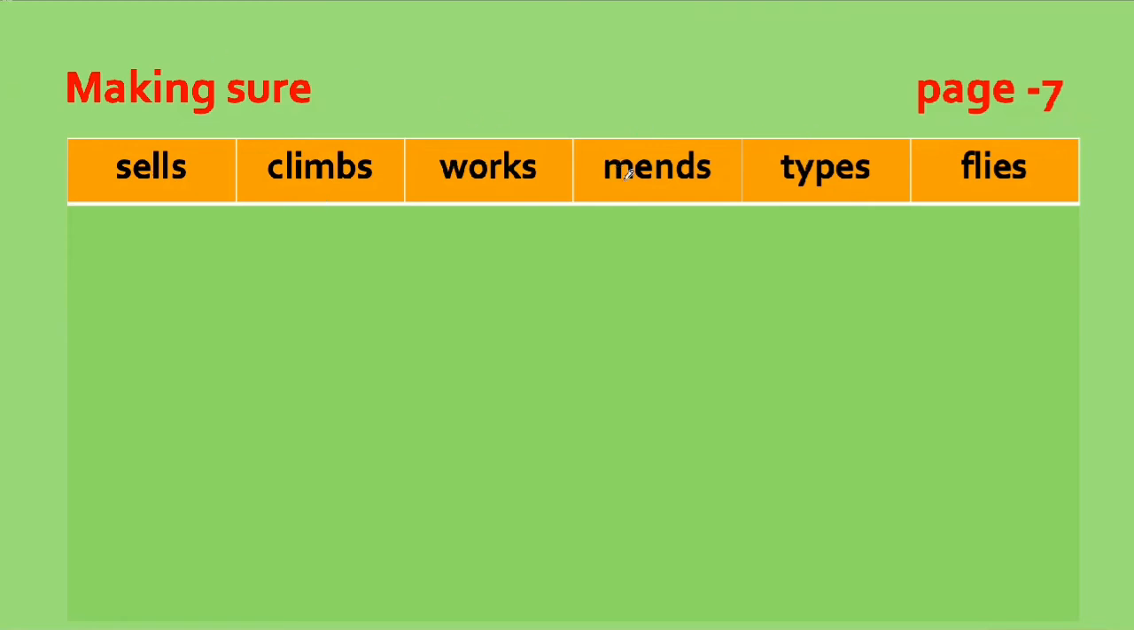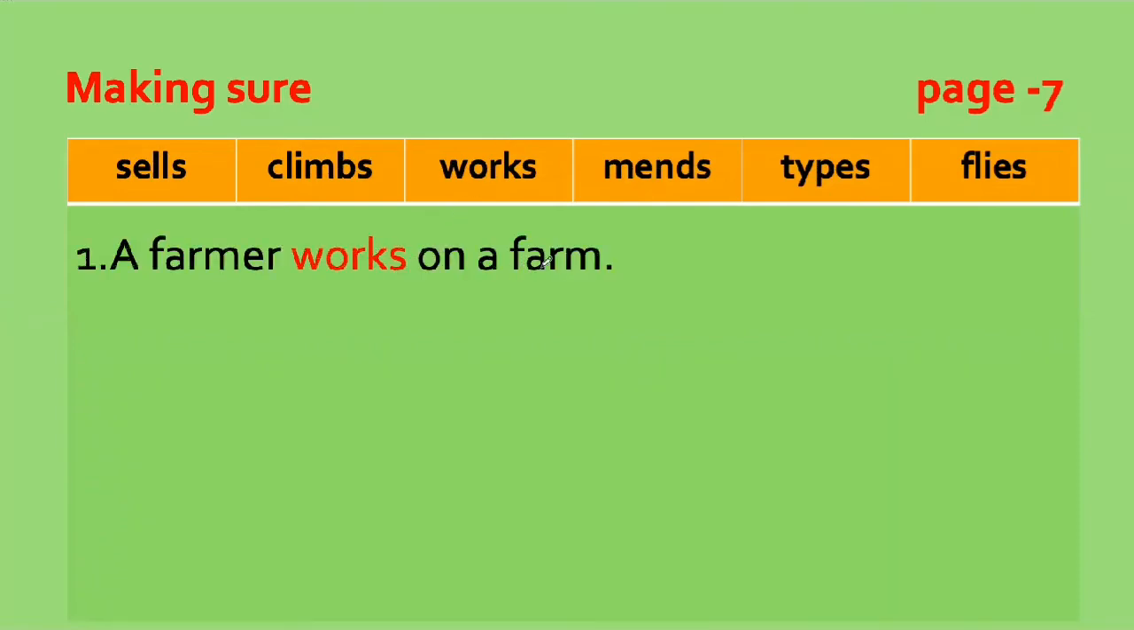A farmer dash on a farm. What can a farmer do on a farm? Sells? No. A farmer climbs on a farm? No. A farmer works on a farm? Yes, it looks right. So a farmer works on a farm. So let's take the word works.